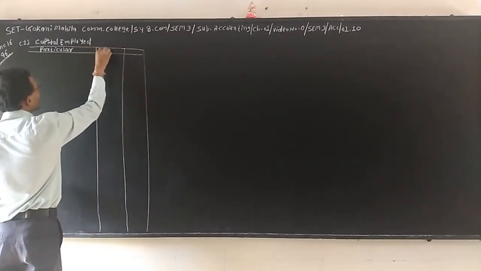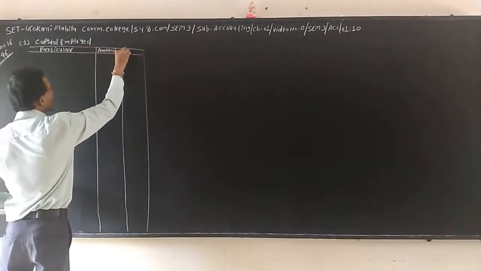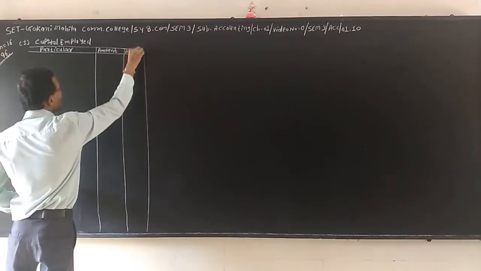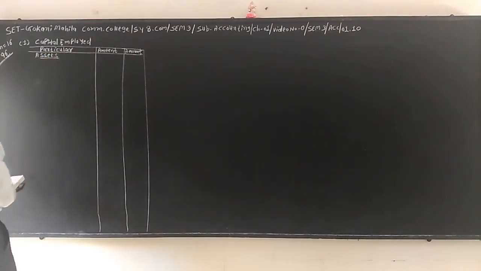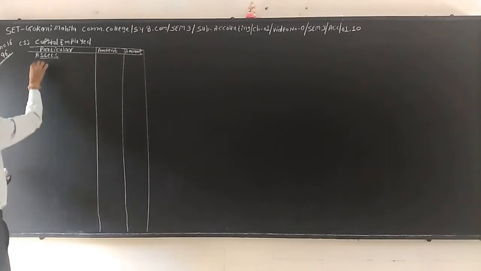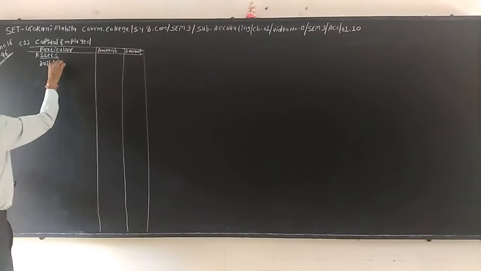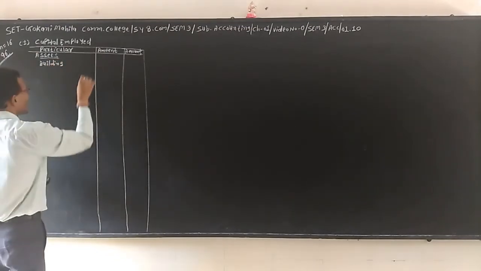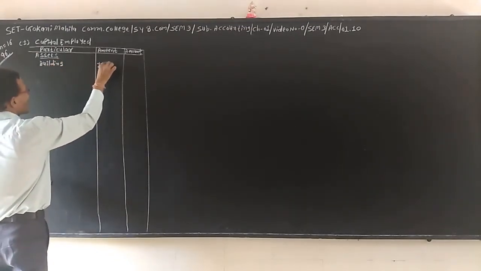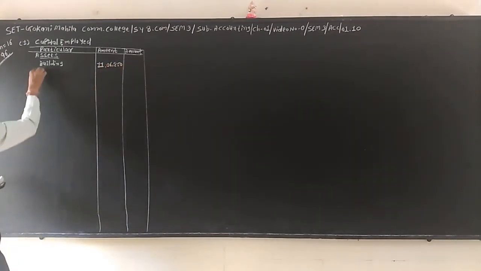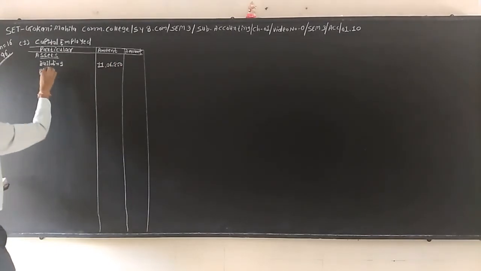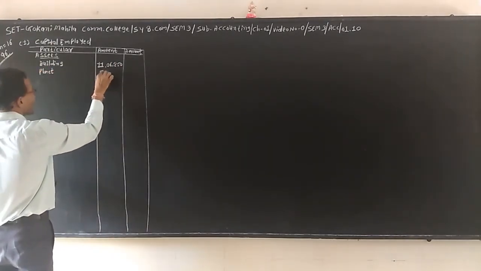Particulars, amount. Assets: building at the new price available, 11,06,250. Plant, 8,50,000.